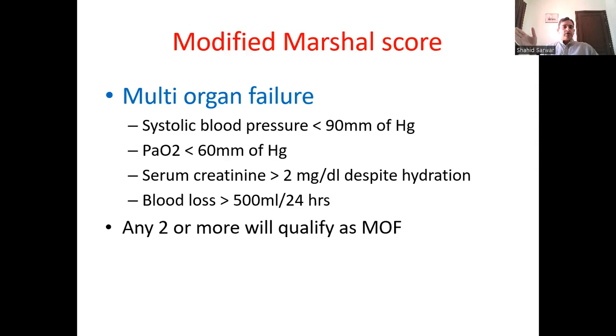Another thing, I talked about multi-organ failure, as this is the most lethal complication in the initial 48 to 72 hours. That's how you define multi-organ failure. You can see it basically comprises circulatory failure, respiratory failure, renal failure, or blood loss, that is hemorrhagic pancreatitis, more than 500 ml in 24 hours. If you get two out of these, this patient has multi-organ failure, and it means that you are dealing with a critical patient who can end up with a critical and grave outcome.